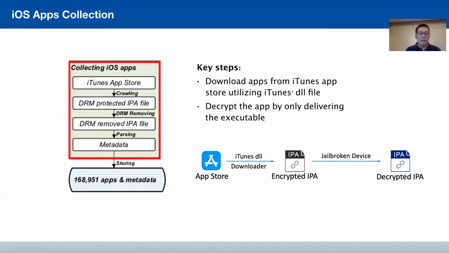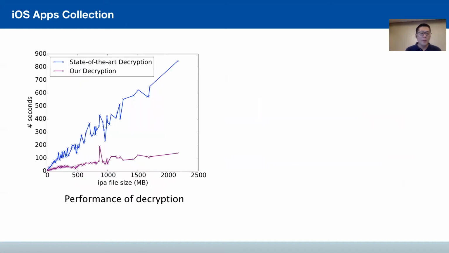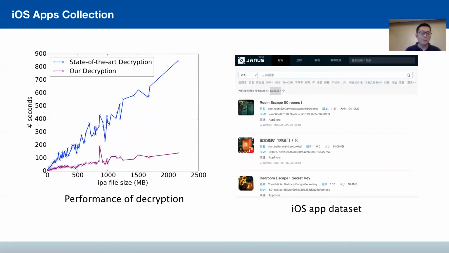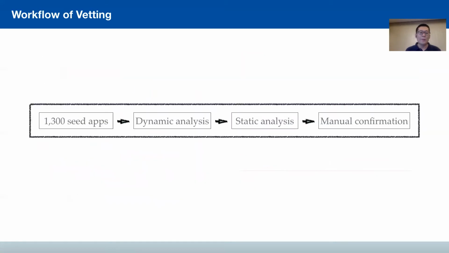We emphasize that we download apps from the iTunes App Store by utilizing the iTunes DLL file and decrypt the app by only delivering executables to speed up the collection. The proposed method enables large-scale app collection with limited iOS devices. It can decrypt over 5,000 apps per day with only 2 jailbroken iOS devices. 160,000 iOS apps were collected in 1 month for later study.